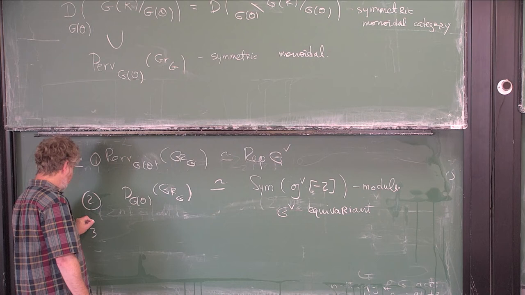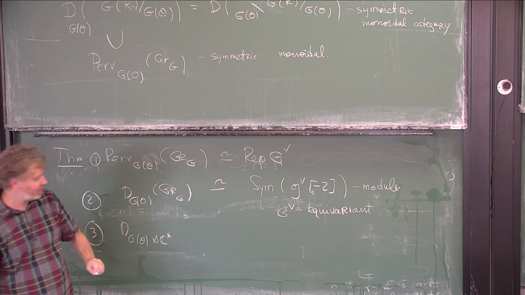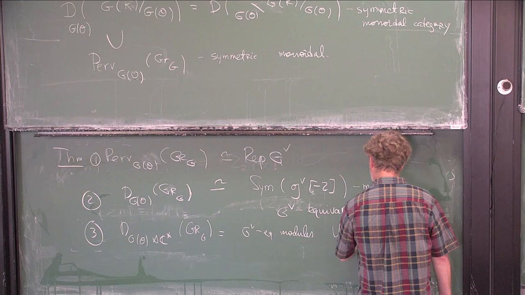And three, you can also consider a slightly enhanced variant. There's an action of C star on the affine Grassmannian, which is called the loop rotation, which rotates the variable T. If you consider this, then the story is going to be similar, but you have to quantize this story, over U h bar of G check.